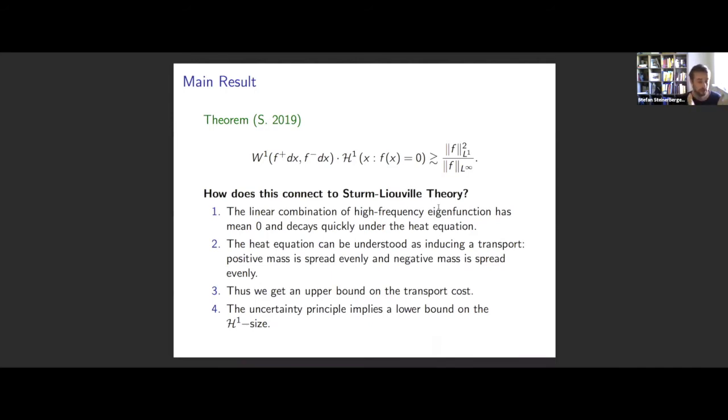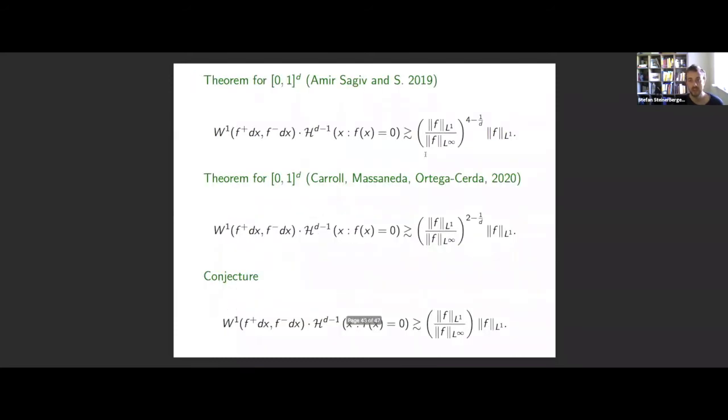The heat is not going to be the optimal transport. There's no way. It's a transport, and this here is the best possible transport. So we have an upper bound on this, so we get a lower bound on that. That's just it. This is how these objects talk to each other. We basically don't use anything about eigenfunctions except that linear combinations of high frequency eigenfunctions decay quickly under the heat equation. There's not much more we can use because it's not a rigid object. So I'll quickly summarize. In higher dimensions, Amir Sagiv and I tried to get a result in high dimensions, and we got one.